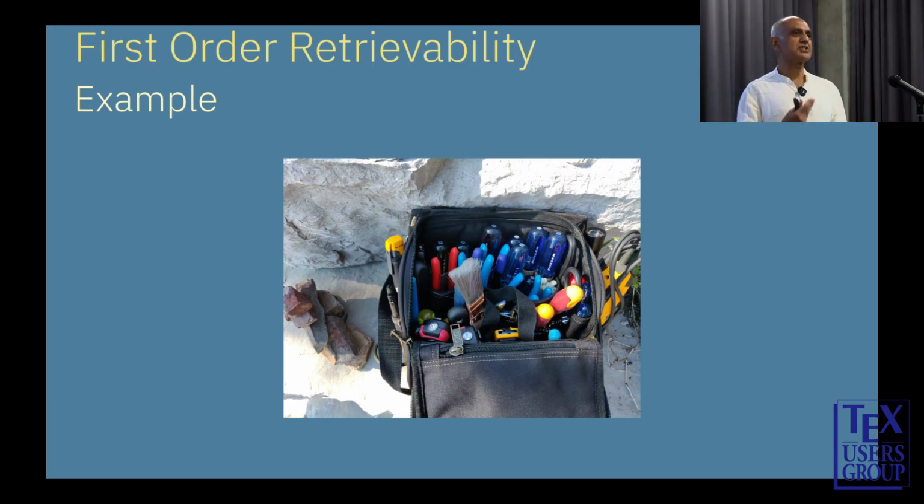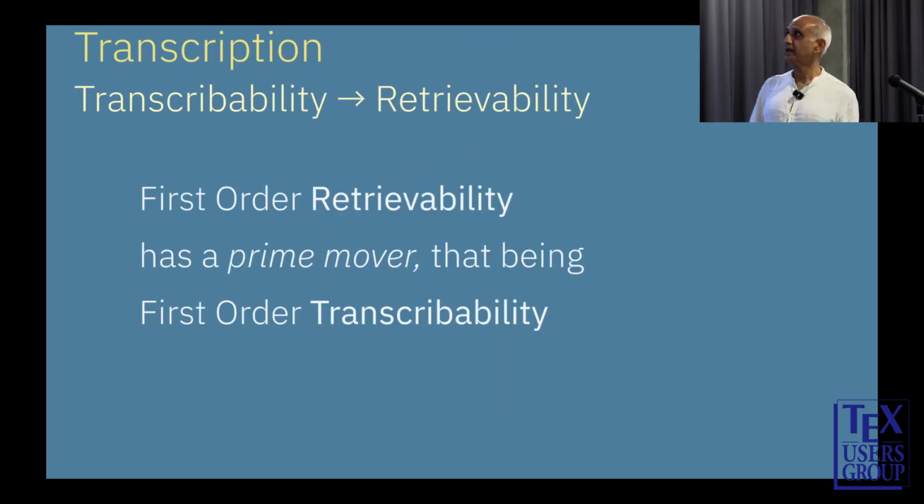But how do you achieve first-order retrievability? Before you get to retrievability, especially with information capture, you need transcription. So only transcribability can lead to retrievability, and here I'm using first-order transcribability as a prime mover. I'm using it in the engineering connotation, the initial force whereby natural energy might be converted to work.